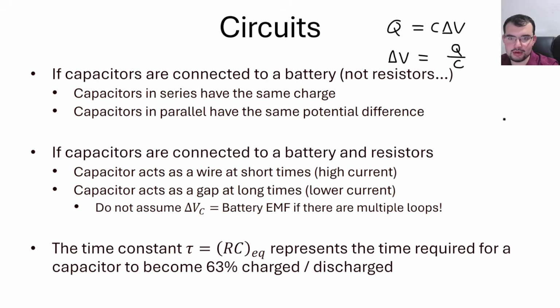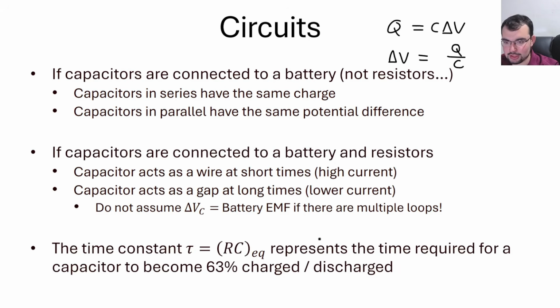So you can make some parallels with Ohm's law here. Now, if you do put resistors in, we know that capacitors act as wires at short times, which creates high currents in your circuit. And then at long times, the capacitor is a gap, which is a low current. But at a long time, don't assume all the battery EMF is dropped across the capacitor, because if there are other resistors still in a loop, you're going to be dropping some portion elsewhere.